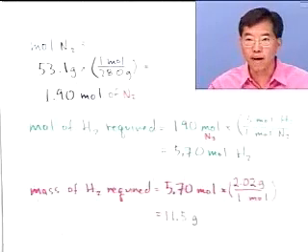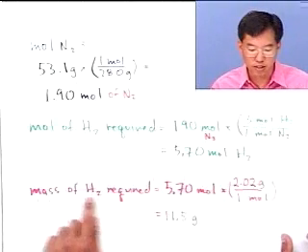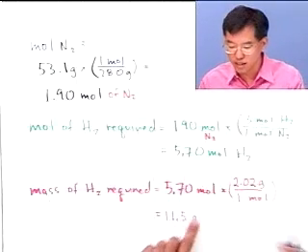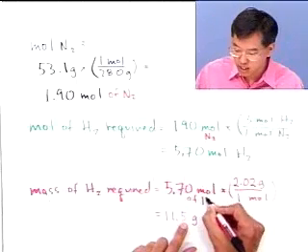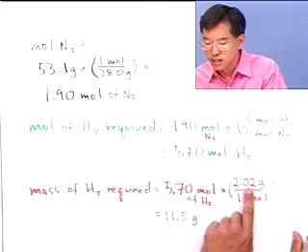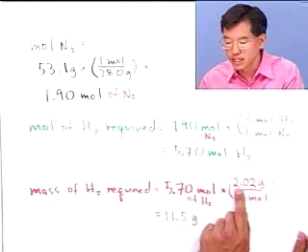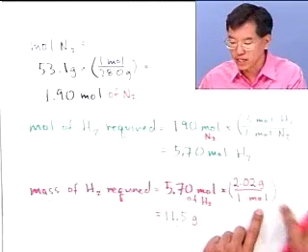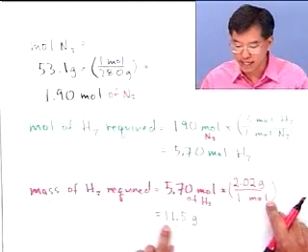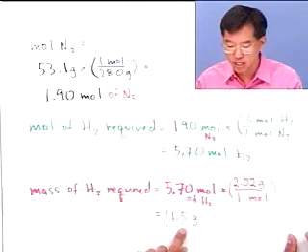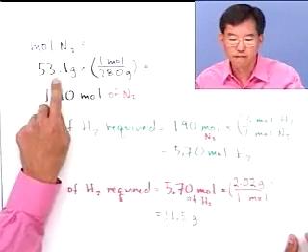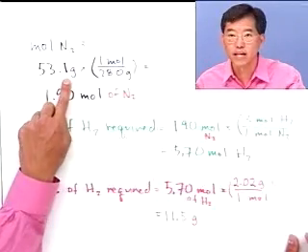And then convert back to grams. Remember, three-step procedure. So the mass of hydrogen required is 5.7 moles of H2 times the molar mass of hydrogen, which is 2.02 grams divided by 1 mole, grams per mole. And that gives us 11.5 grams. So this is the mass of hydrogen that we would need to react with 53.1 grams of nitrogen.